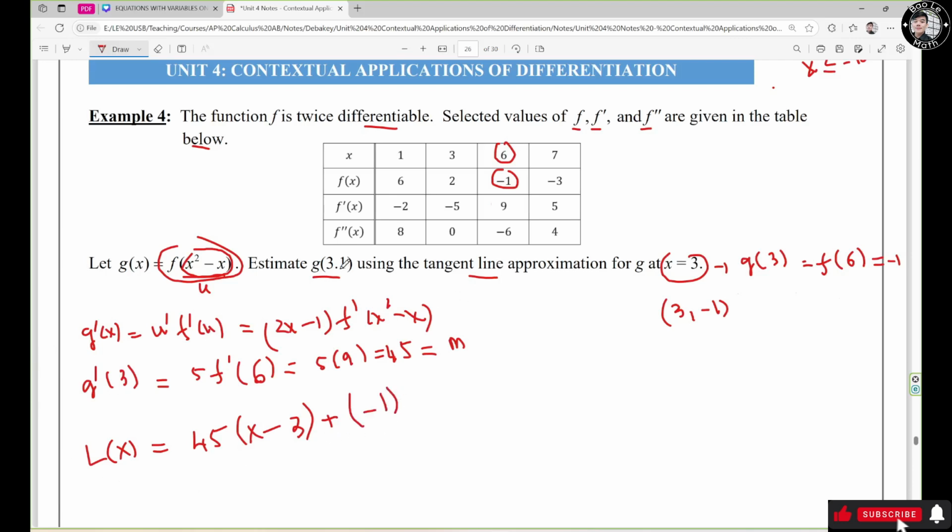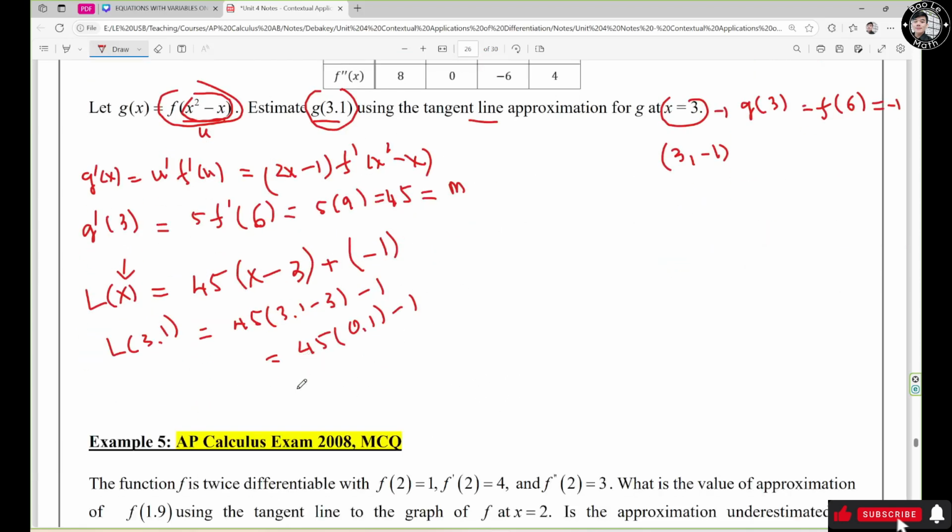Alright, now you need to calculate g of 3.1. So substitute 3.1 over here. So we have L of 3.1. It's going to be 45 times 3.1 subtract 3, minus 1. So it's going to be 45 times 0.1 minus 1. So it's going to be 4.5 minus 1. It's going to be 3.5.